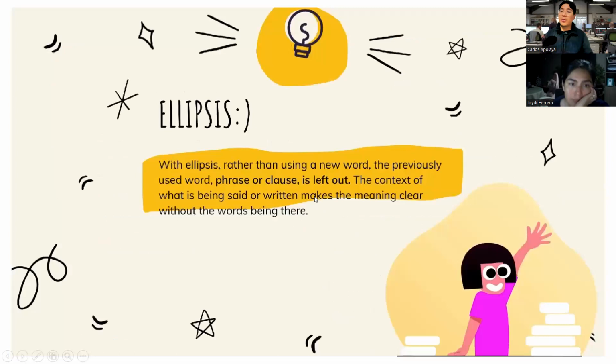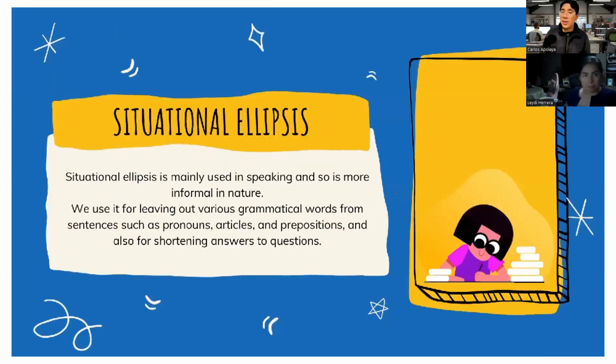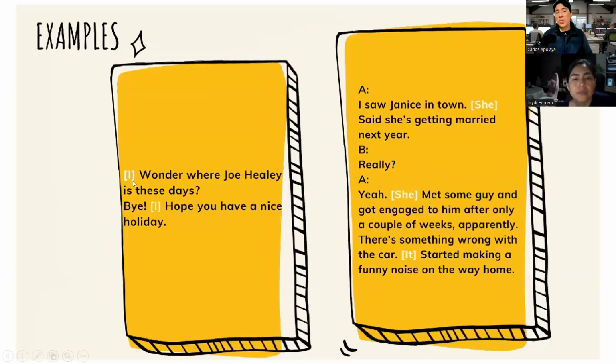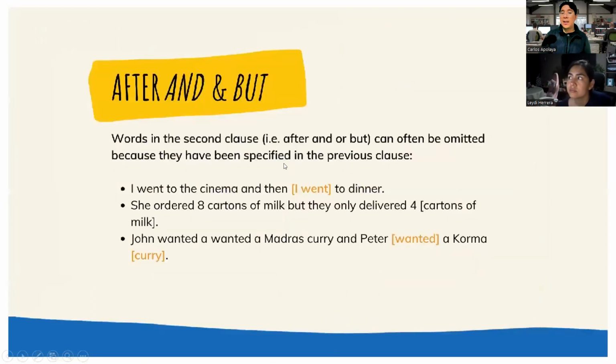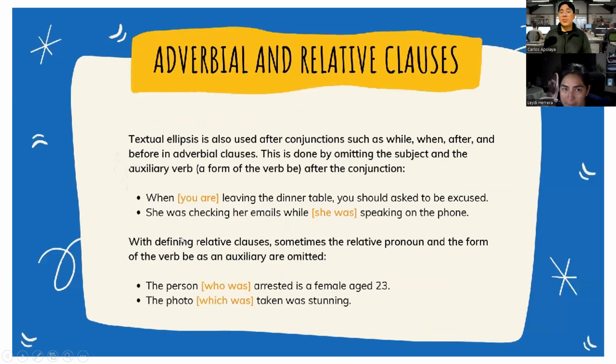And then we have ellipses. You remember that we omit the first unstressed word, function words. We don't pronounce it, right? For example, "I wonder where" you drop "I," and when you have the same subject, because we know the person, we can omit it. And then we have "after" and "but." Words in the second clause, when the verb is the same, you can drop it. Like "I want to play soccer and I want to play basketball." So "I want to play soccer and basketball." You don't pronounce "want" again. Adverbial and relative clauses, remember that when you have a relative clause and the verb "be," you drop it. But when you have a different verb, you add "-ing." No questions? No. Nice. So now let me share the quiz for today.